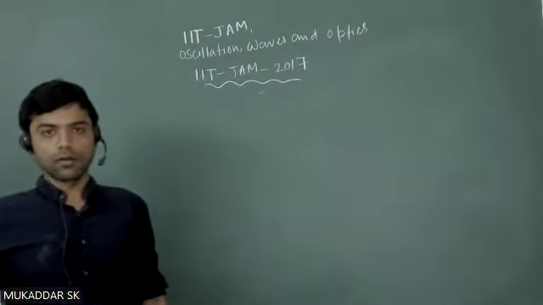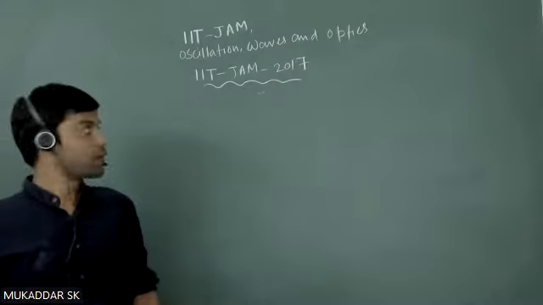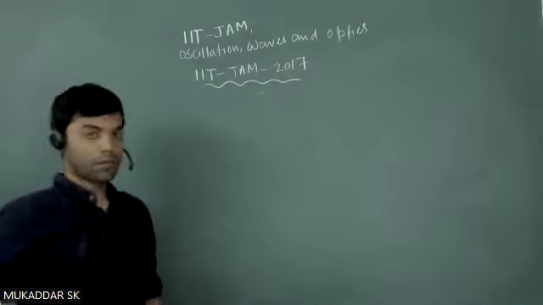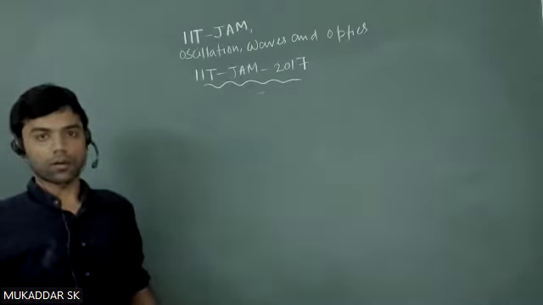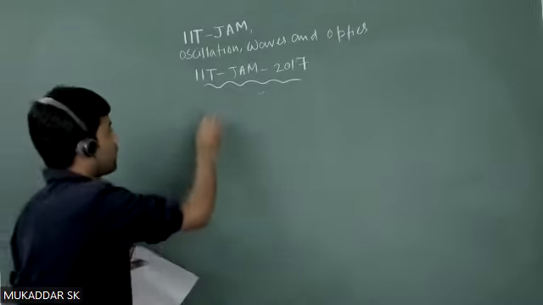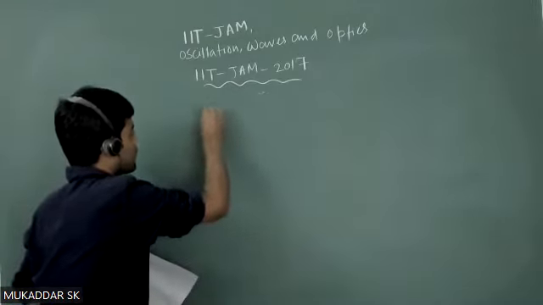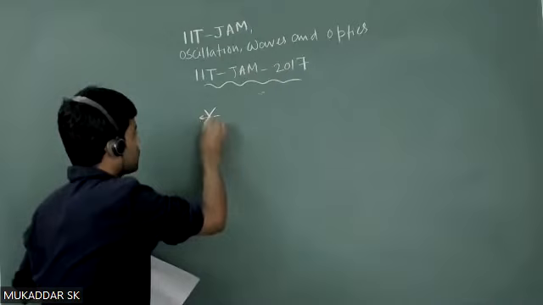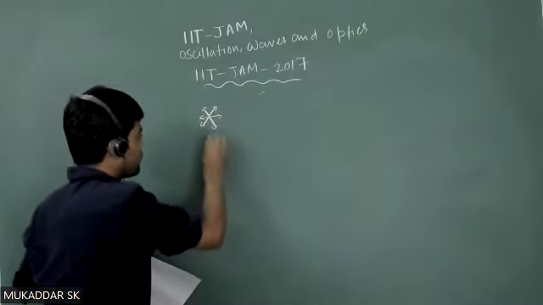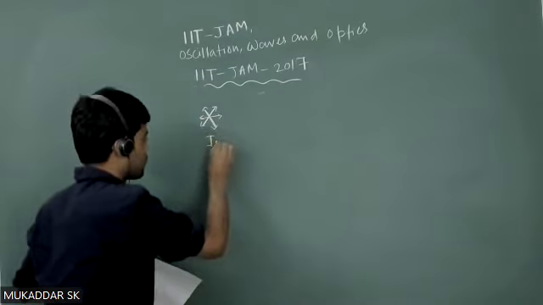Hello students. Today we are going to solve one more problem from optics, and this question was asked in IIT-JAM 2017. It's a part of polarization. In that question, they have given you a source of unpolarized light. Its intensity is I naught.